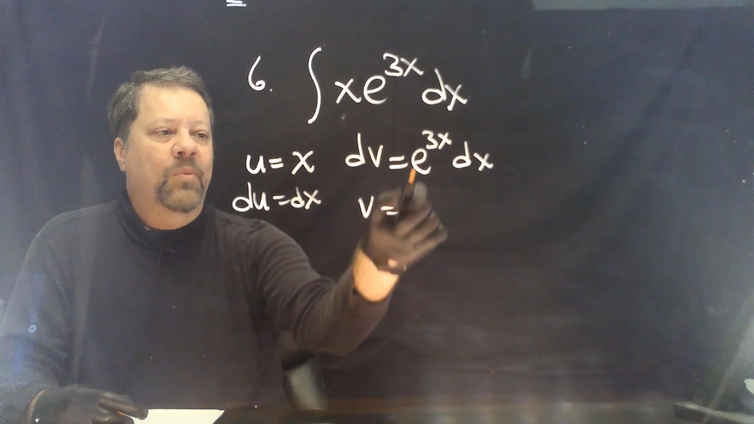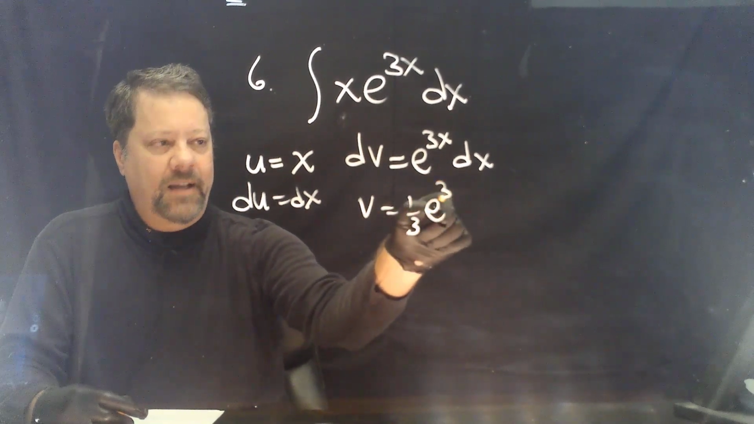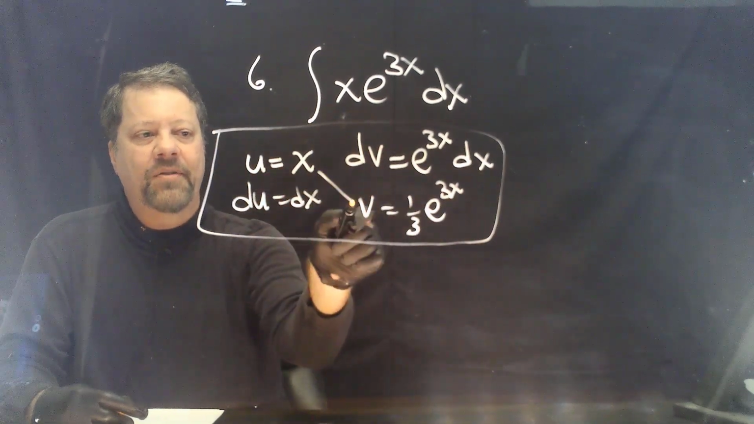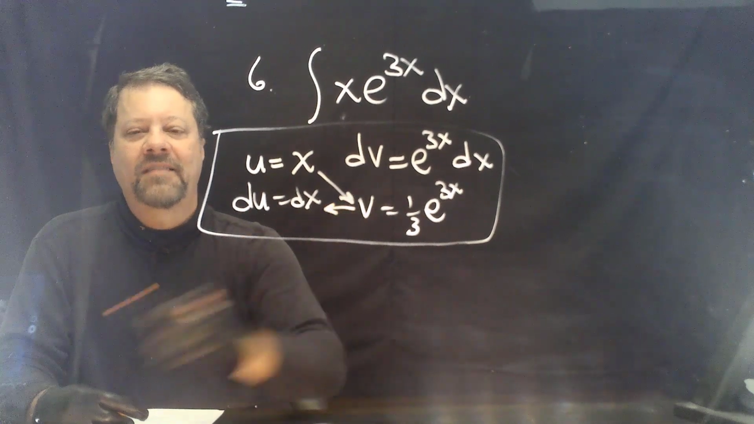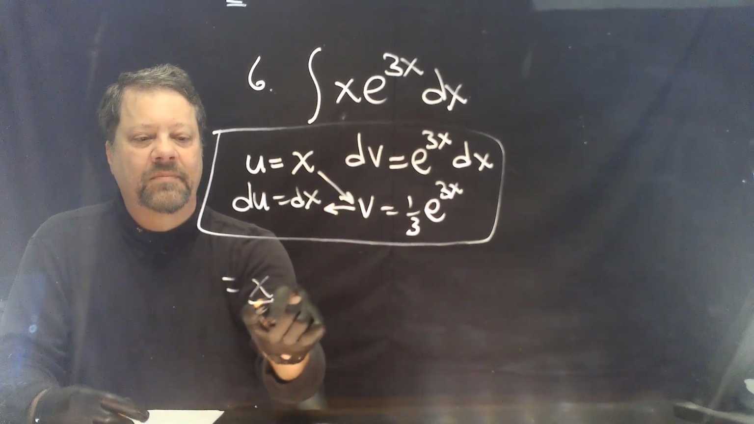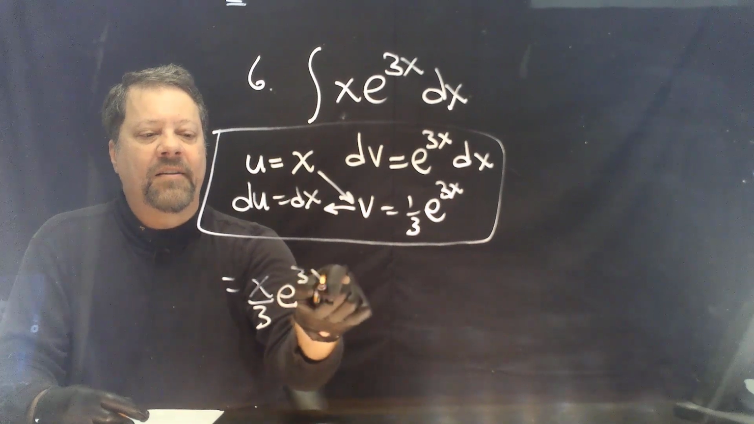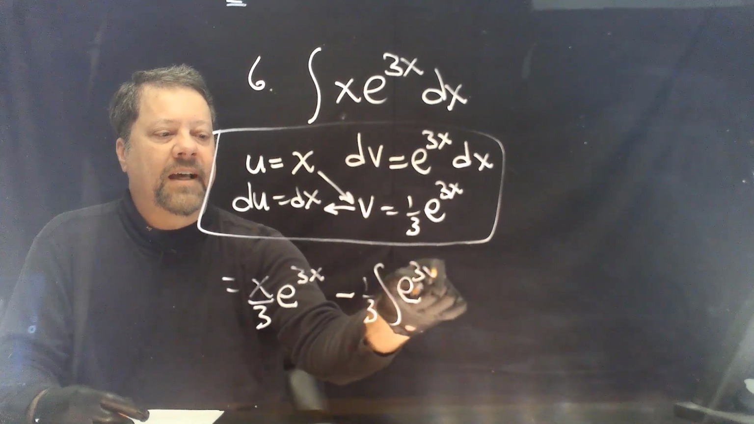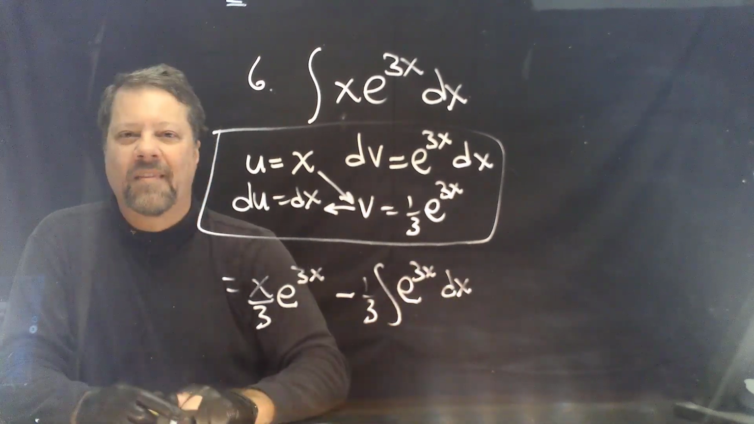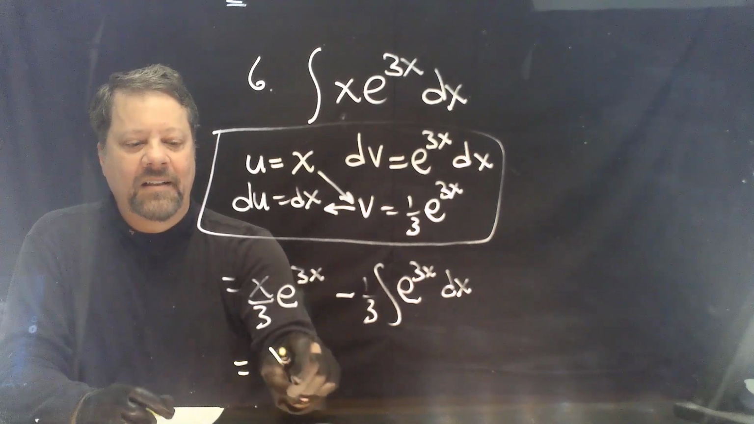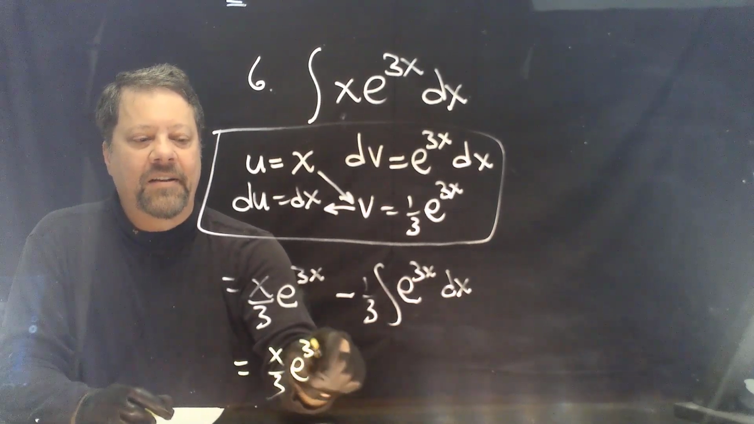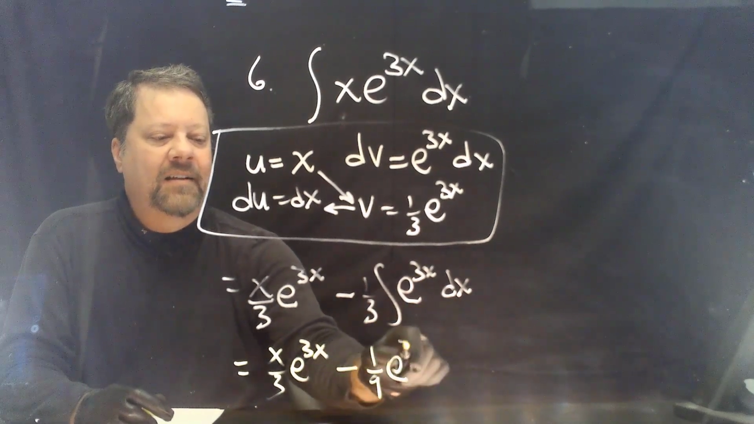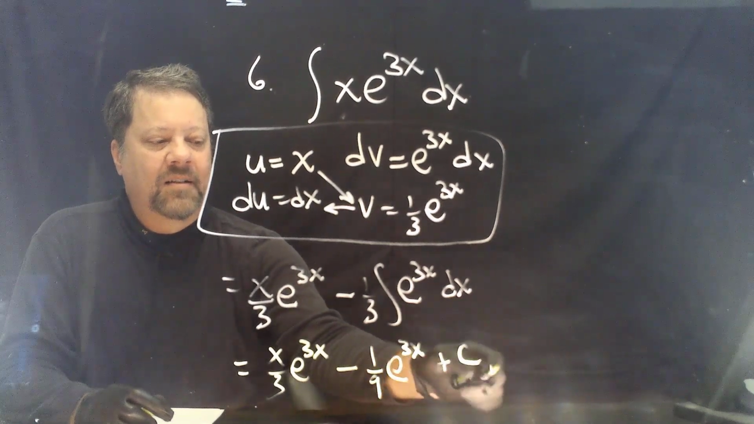V will be 1/3 e to the 3x. It's always uv minus integral v du. So x over 3 e to the 3x minus the integral of 1/3 e to the 3x dx. Our final answer is x over 3 e to the 3x. We'll get another 3 in the denominator, so it's going to be minus 1/9 e to the 3x plus c.